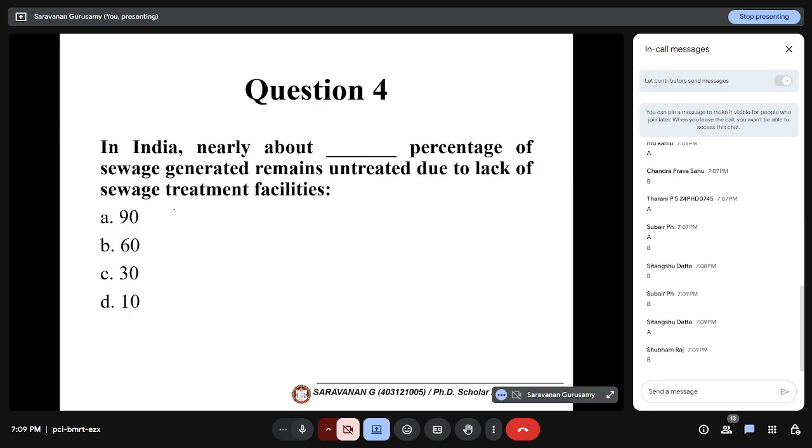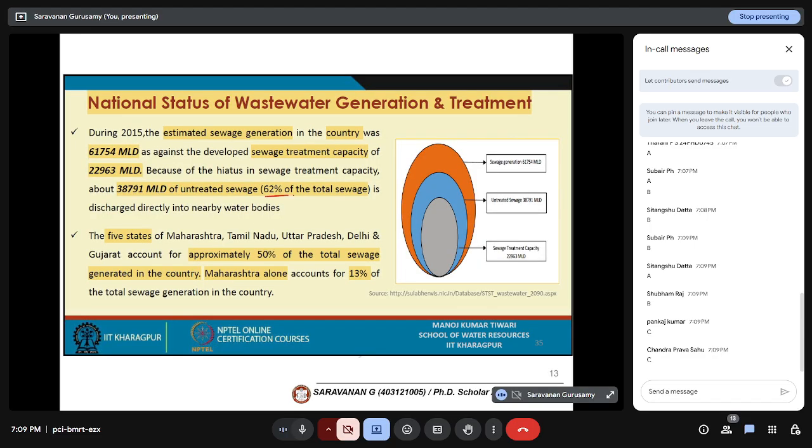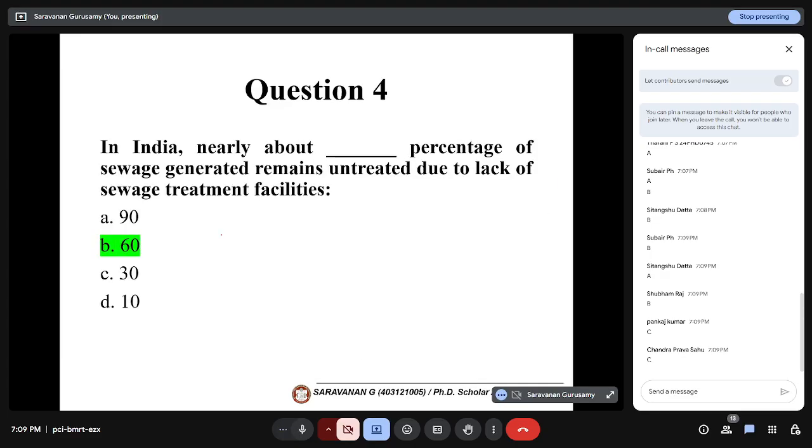60%. Nearly 62. That's what we have discussed in the slide, right? So 60 is correct. Not 30, 30 is treated. So 60% of the total sewage is untreated. So 60 is correct. So B is correct. Why C? B is correct. Yeah, please change.